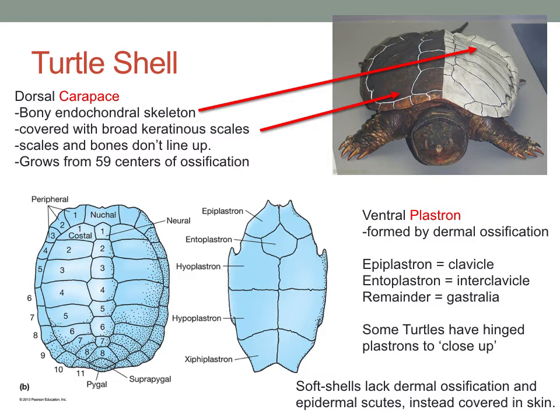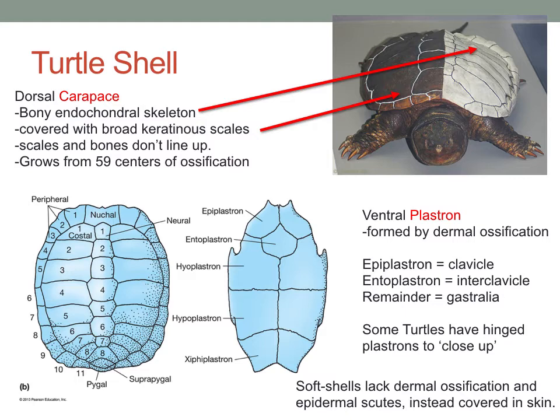And then there are these keratinous scales that overlap that, but basically they don't line up. And you can see this in the picture there. On the right-hand side are the bony plates, and then on the left-hand side of the picture of this snapping turtle, you can see where the keratinous scales are.